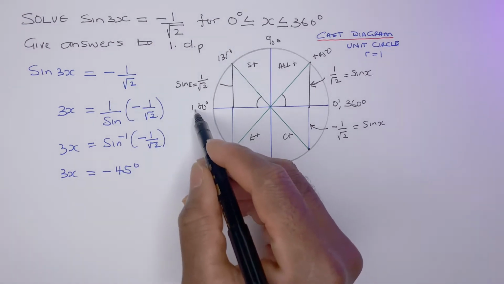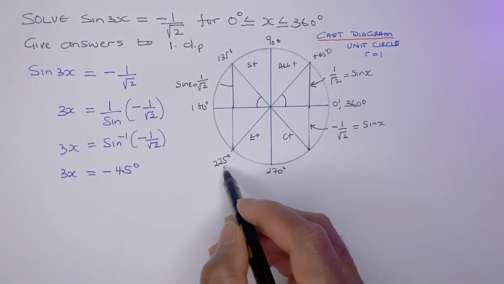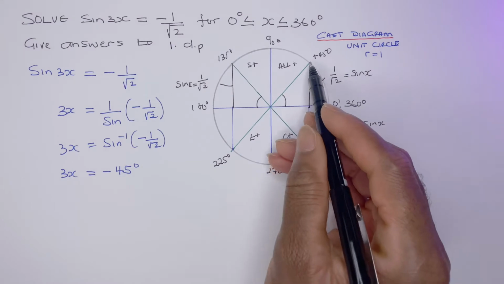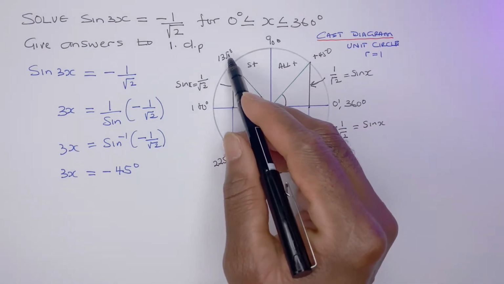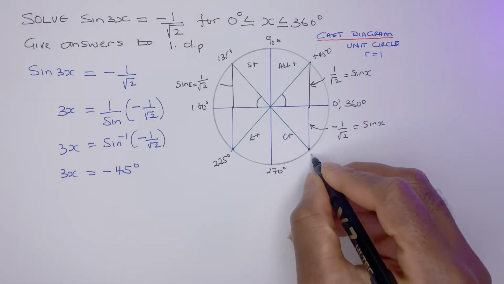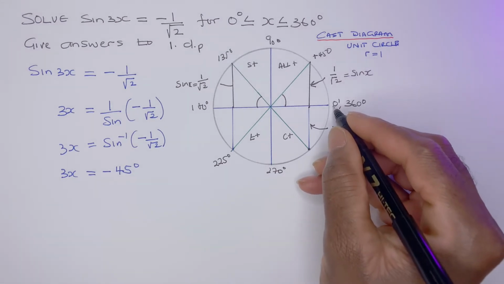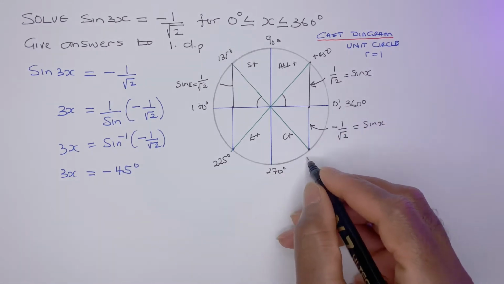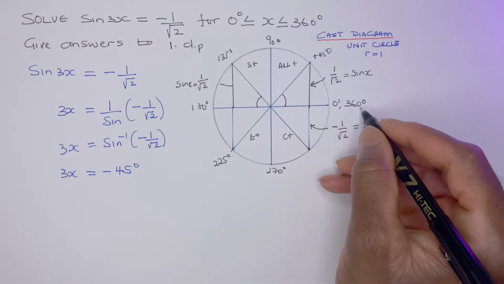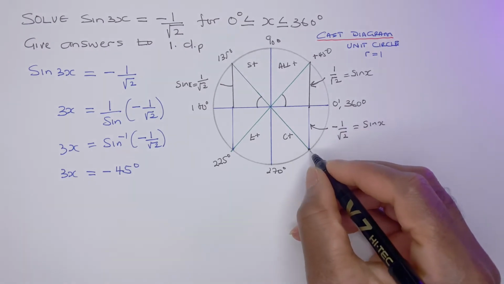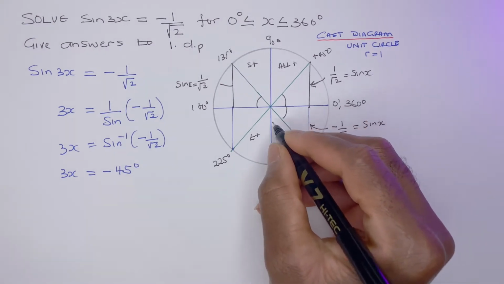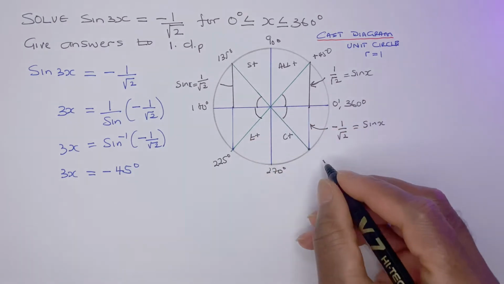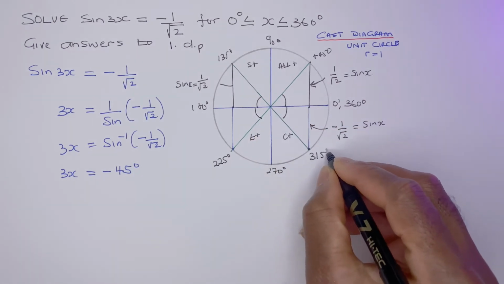Because you add 180 to 45, that's 225 degrees. Here you add 90 to 45, that's 135 degrees. And here you add 270 to 45, or you take away 45 from 360, so that's minus 45 as well. So that would be 315 degrees.